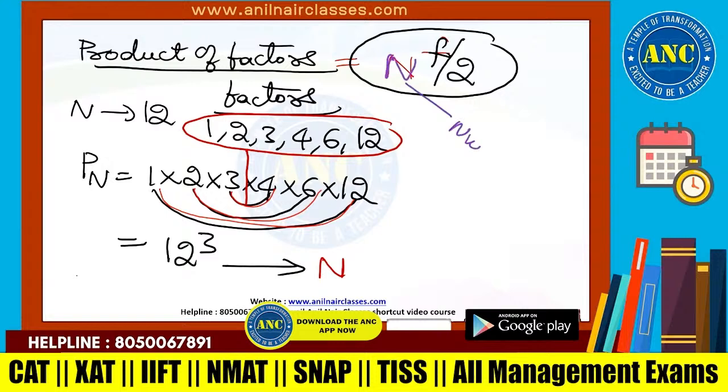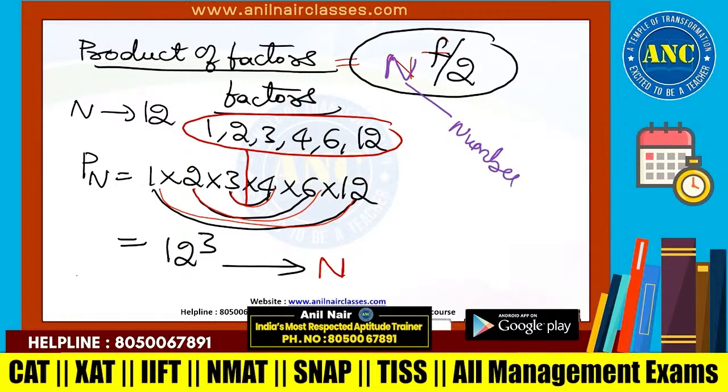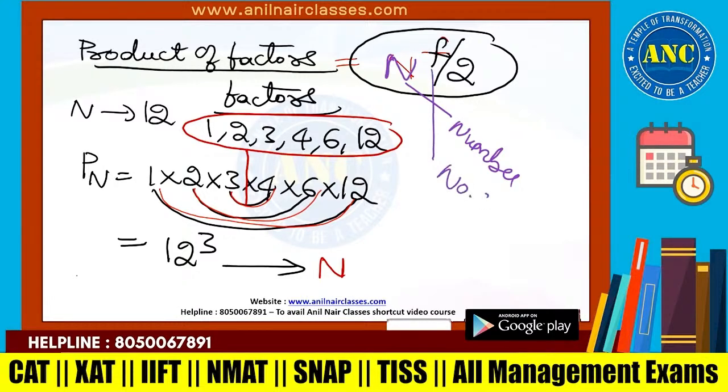N is the number. F is nothing but the number of factors.